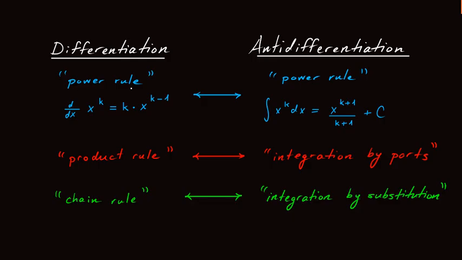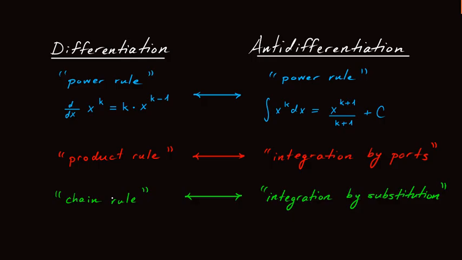We've already seen the power rule in both the context of differentiation and anti-differentiation. The power rule for differentiation tells us to multiply by the exponent and reduce the exponent by 1, but the power rule for anti-differentiation is sort of the opposite. Instead, we raise the exponent by 1 and we divide by the new exponent. But they're related because they're inverse procedures, right? They're the opposite procedures.